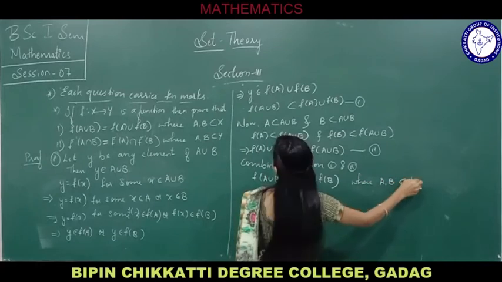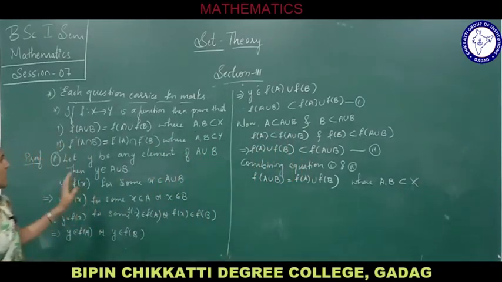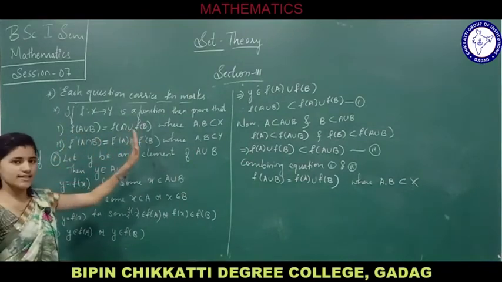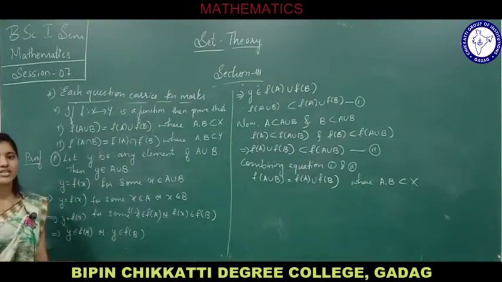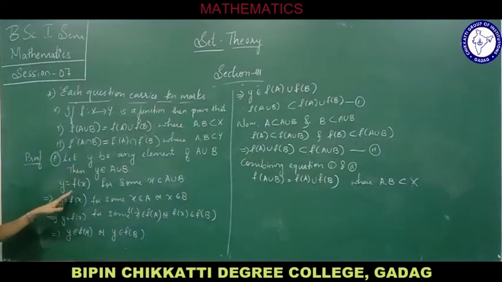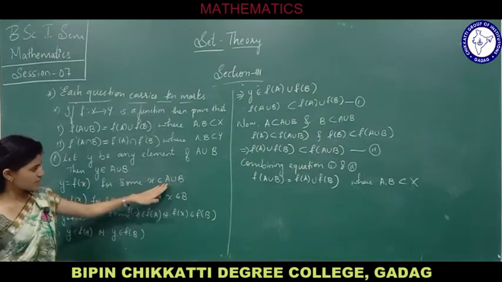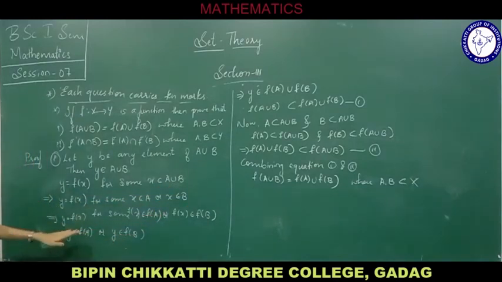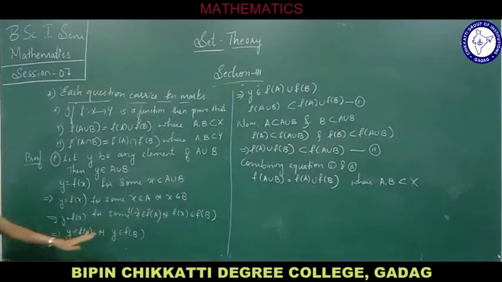where A, B are subsets of X. We were supposed to prove that f of A union B is equal to f of A union f of B. To prove that, we started with any element of A union B, in the sense y belongs to A union B. If so, we wrote y is equal to f of x for some x belongs to A union B, in the sense either x belongs to A or x belongs to B. That's why we wrote f of x belongs to f of A or f of x belongs to f of B. Instead of writing or, we wrote y belongs to f of A or y belongs to f of B, nothing but y belongs to f of A union f of B.